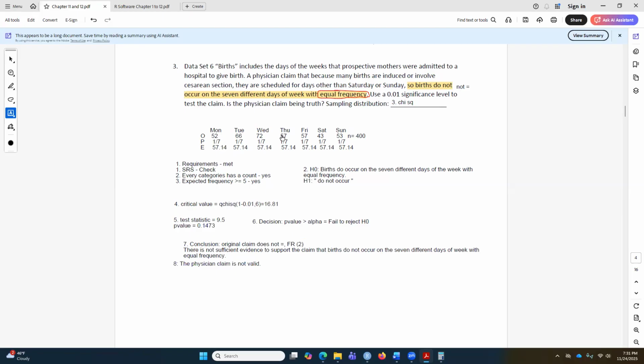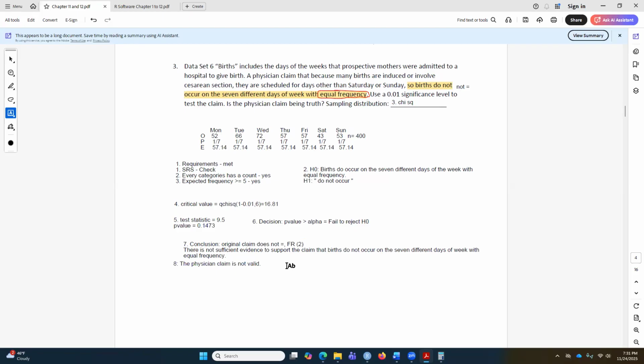There are a few days like Thursday and Friday, which are 57. Sunday is a few less, and Monday is a few less. But in this case, if you got just a few, again, data is not perfect. That's why the physician's claim is wrong, because the mothers came to give birth on every day with the same frequency.